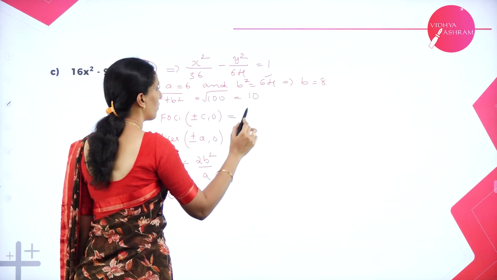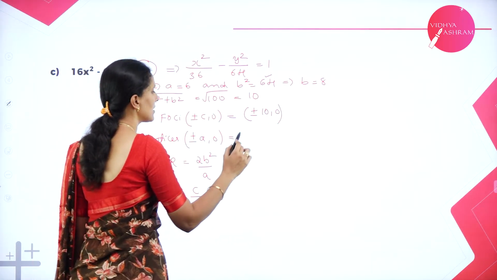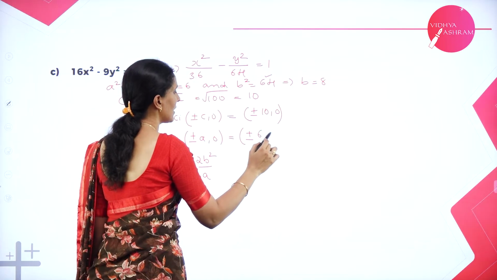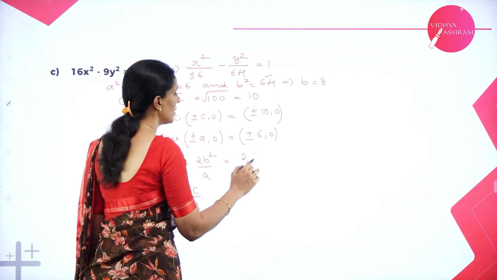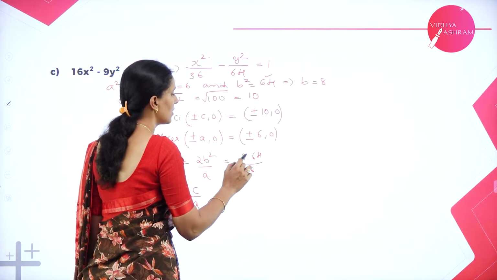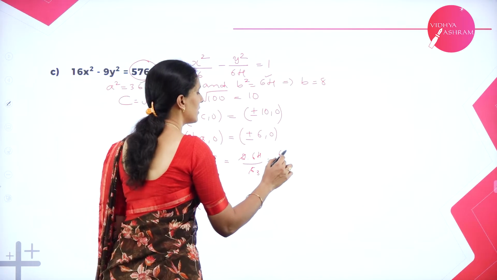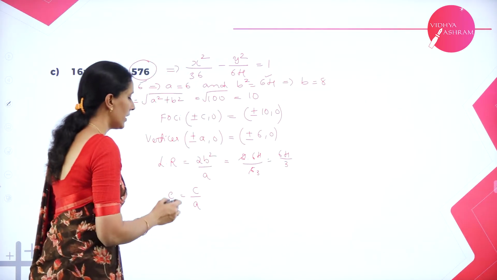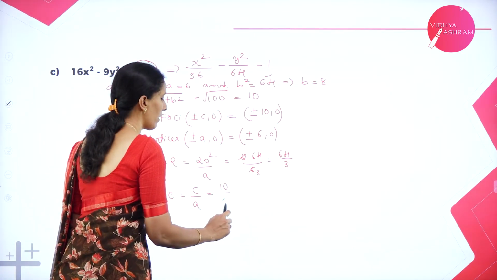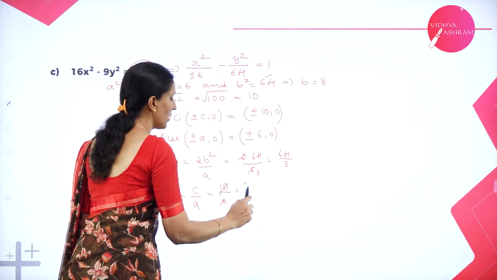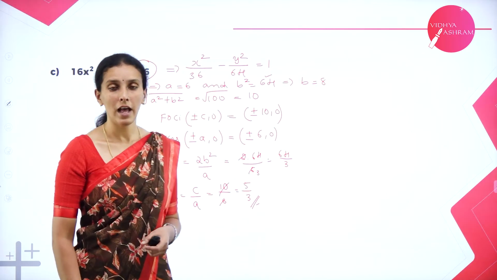Now let us write the foci. It is plus or minus 10, 0. Let us write the vertices. It is plus or minus 6, 0. And here 2 into b square, that is 2 into 64 divided by 6. 2 1s are 2, 2 3s are 6. So you will get the value as 64 divided by 3. Next we have eccentricity as c by a, which is equal to 10 divided by 6. When you cancel, the value is equal to 5 divided by 3. So this is the eccentricity of the given hyperbola.